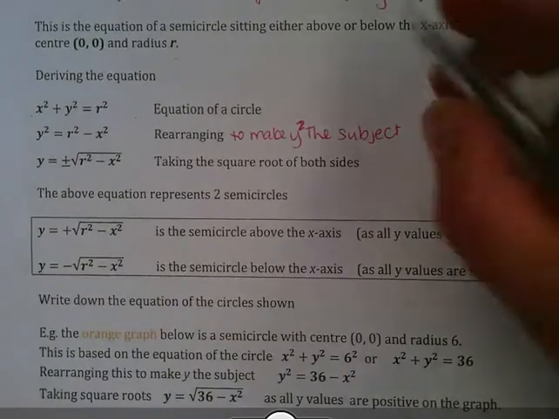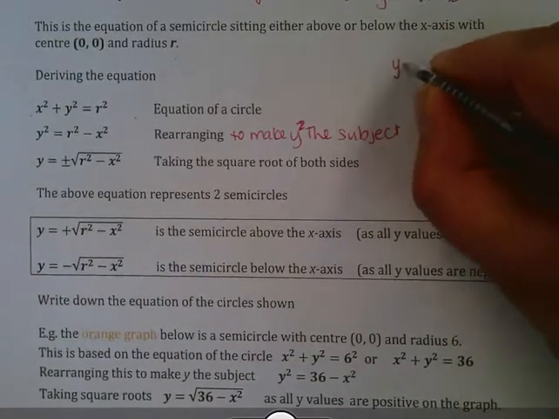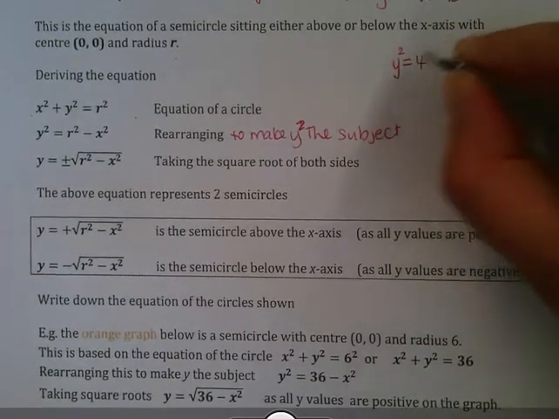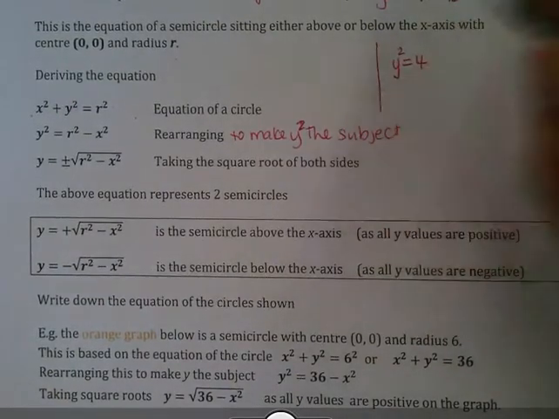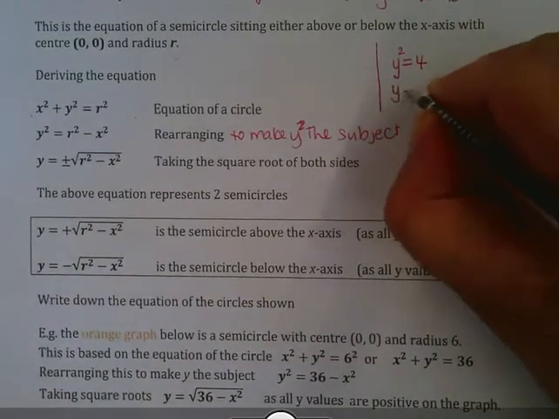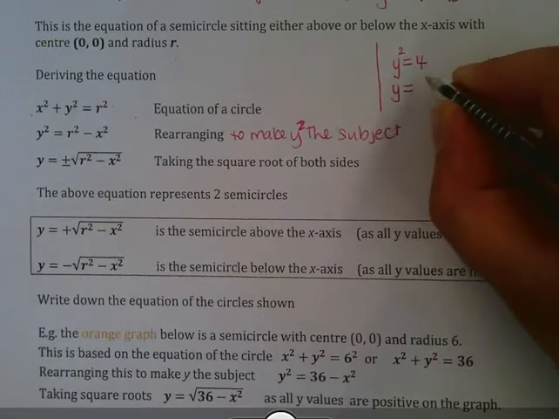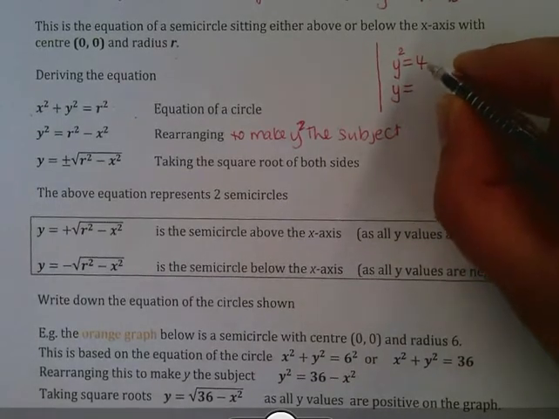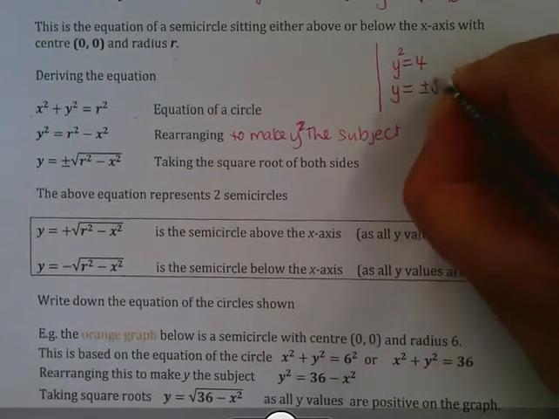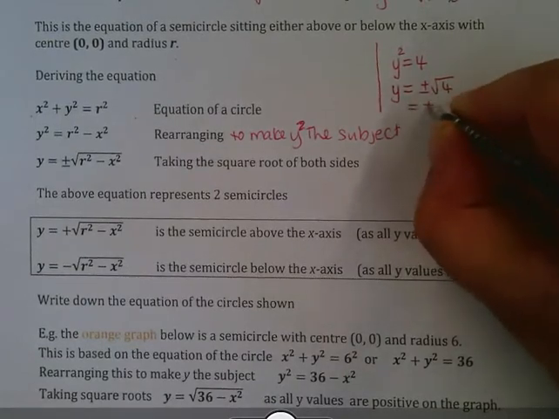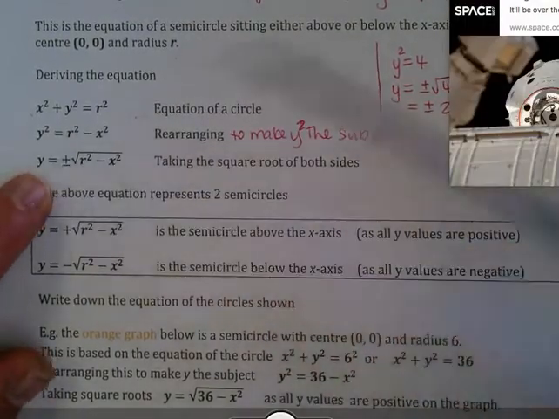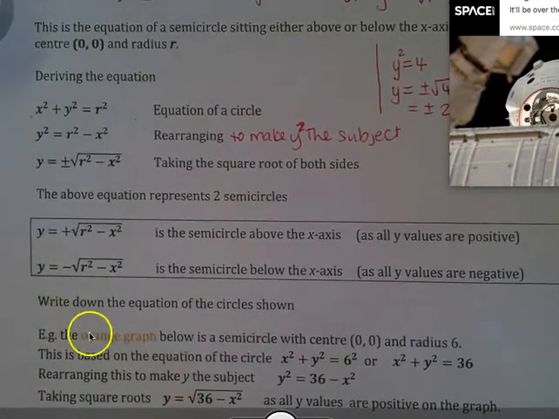Why? Because, for example, if I've got that y squared is 4, then couldn't y be positive 2 or negative 2? Because negative 2 squared is 4, positive 2 squared is 4, so we go plus or minus the square root. So that's why y is plus or minus the square root.